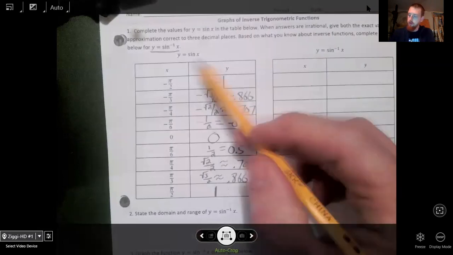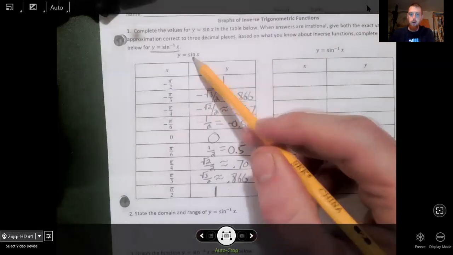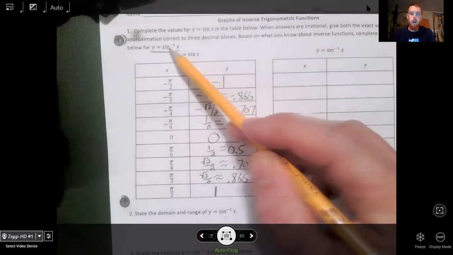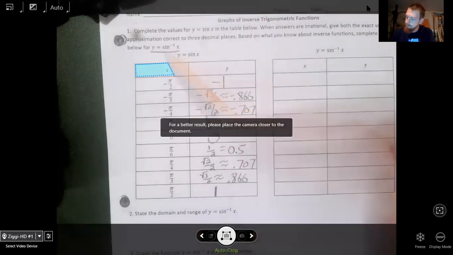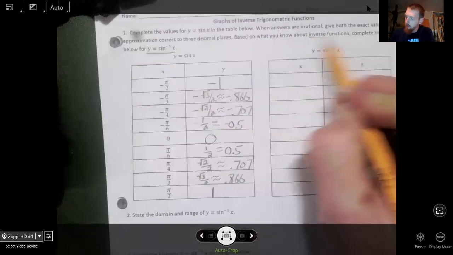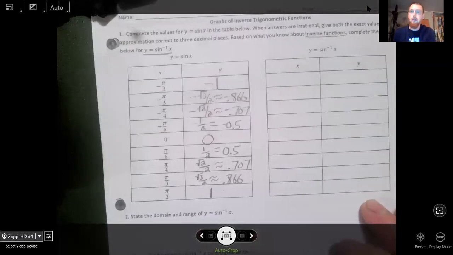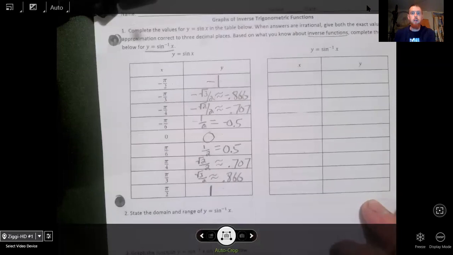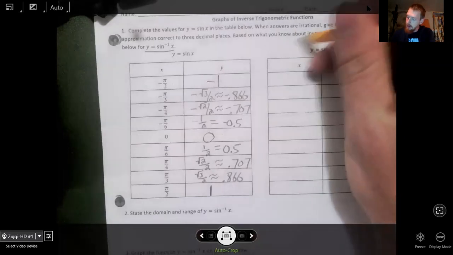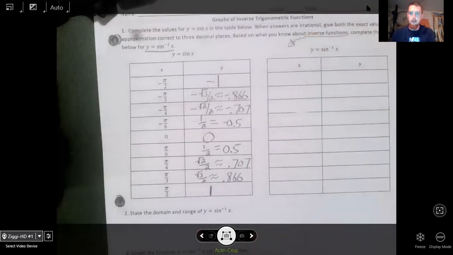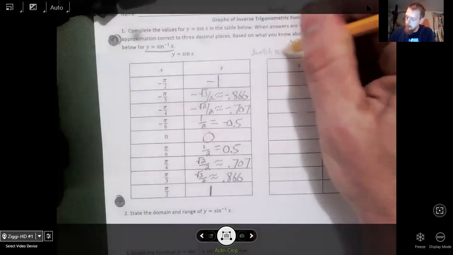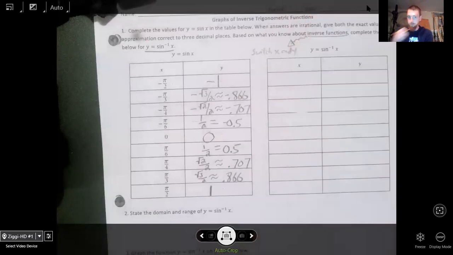So here's our original function, y equals sine of x. We're going to try to graph or get some values in a table for the function y equals the inverse sine of x. What we know about inverse functions, we could look at a graph and we would see that the original function and the inverse function are reflections over the line y equals x. But in a table, it's a little bit easier to see when you have an inverse function. All you have to do is simply switch the x value and the y value.